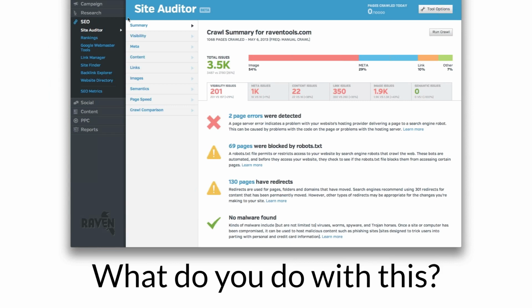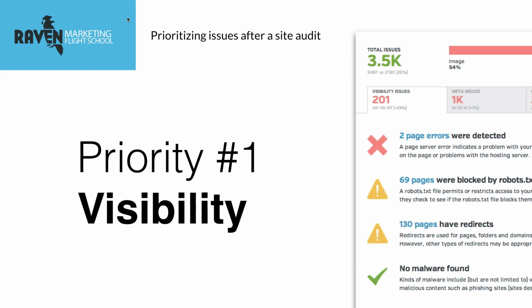The design of our site auditor was done very intentionally in regards to the order of the items. As you see, there's visibility, meta, content, links, and so on. And that was done on purpose. It wasn't just thrown up on the wall randomly. That actually was the priority of how we think you should approach fixing your site for yourself or for your client. And so priority number one is visibility.